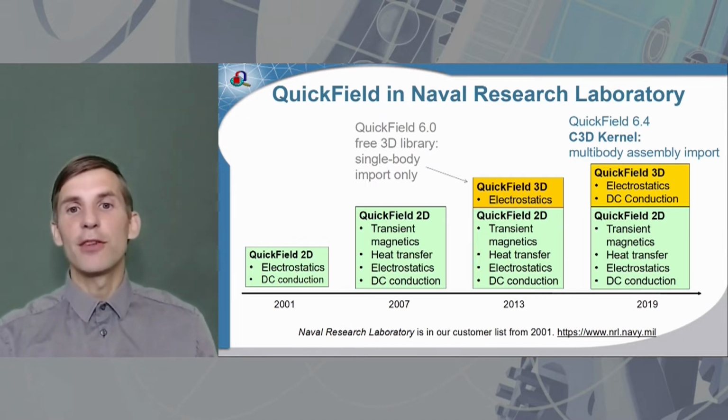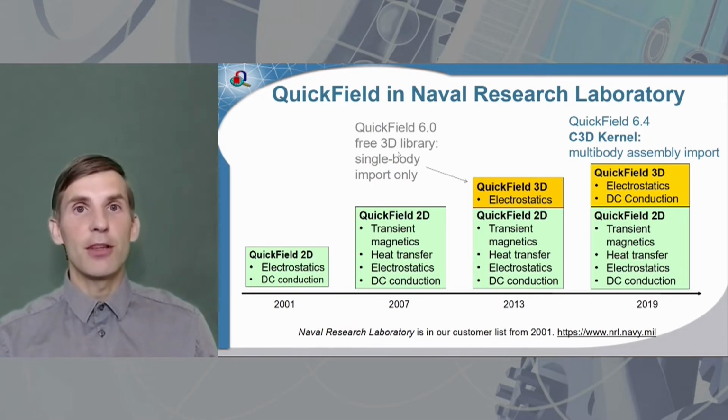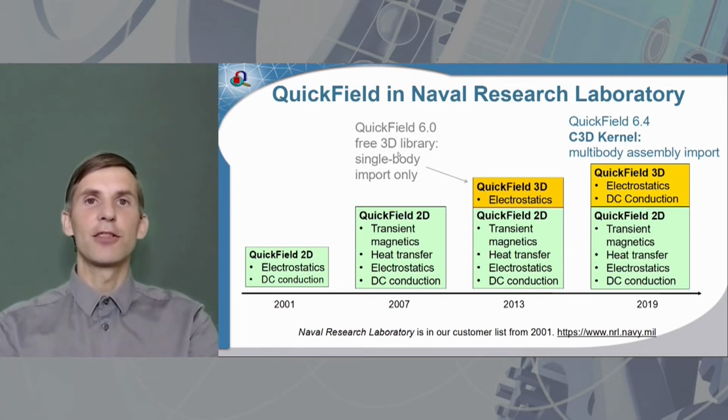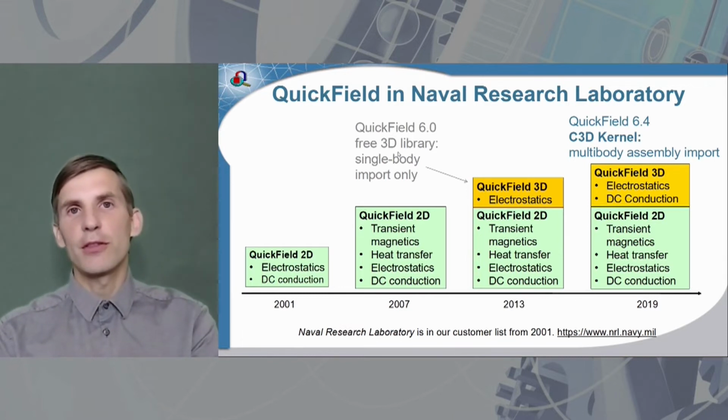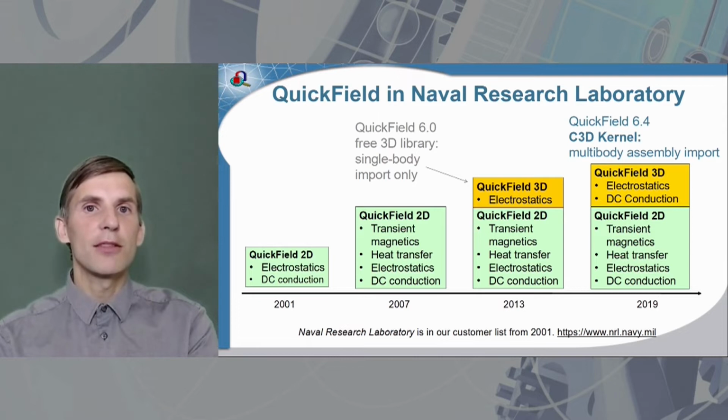Then in 2013, we released the first three-dimensional version of QuickField, which was based on the free three-dimensional library. And Dr. Allen was one of our first customers who started using three-dimensional features of QuickField. And it soon became obvious that three-dimensional functionality is not sufficient. Main drawbacks were limitations of the single-body topology import, insufficient mesh size, and unstable behavior of the three-dimensional core.